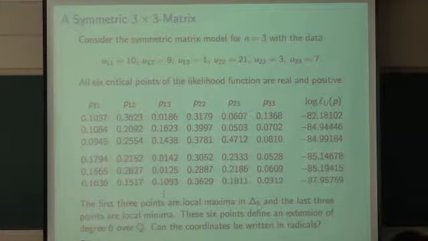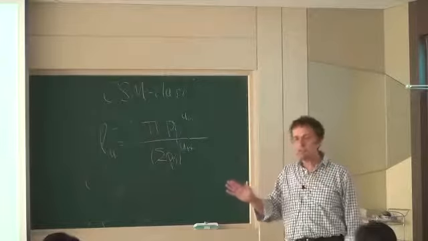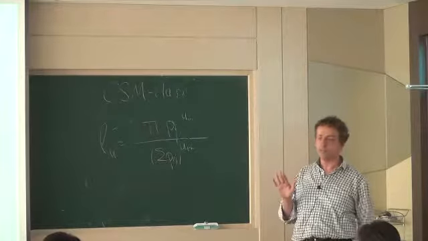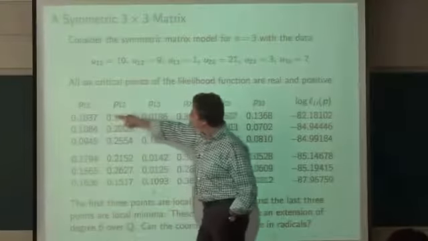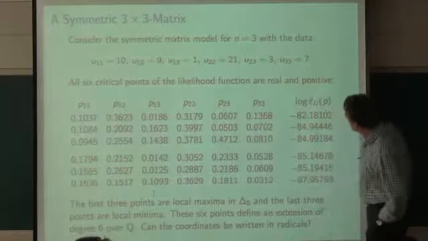So I set up my formulations, I solved the problem. It turns out there are 6 complex critical points. They're all real and they're all positive. So in this case, all 6 critical points are real and positive. They're all in the 5-dimensional simplex. And here they are. Here are the coordinates. This is the first point, P11, and so on. Here I have 6 real numbers that sum to 1.